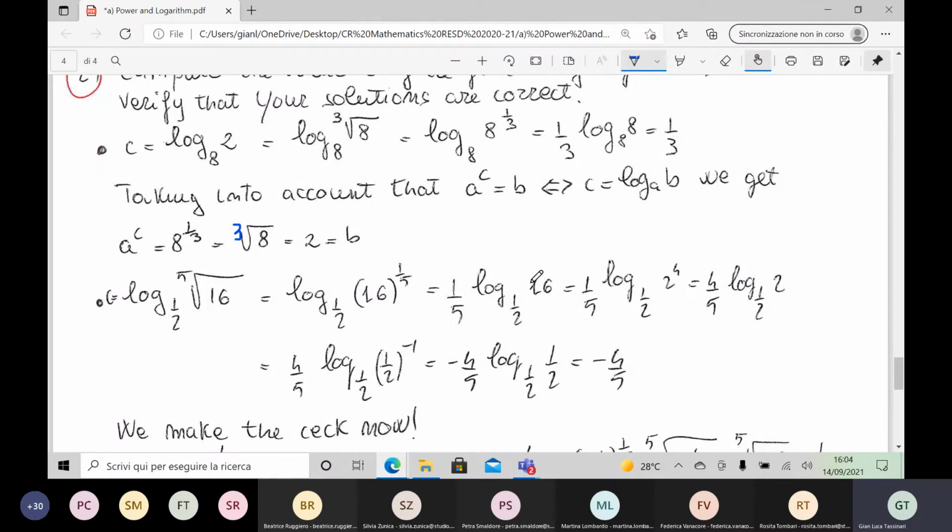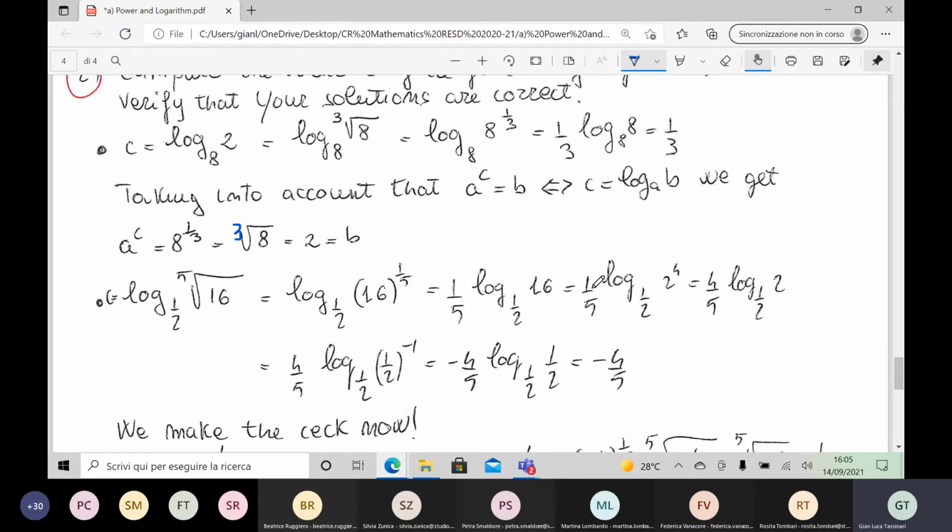Guys, can you rewrite 16 as a power? Yes, for example, as a power with basis 2. 2 times 2 is 4, times 2 is 8, times 2 is 16. So you can write 16 as 2 to the power 4. Then again, copy the 4 in front of the logarithm. So you have 4 over 5 times the logarithm with basis 1 over 2 of 2.